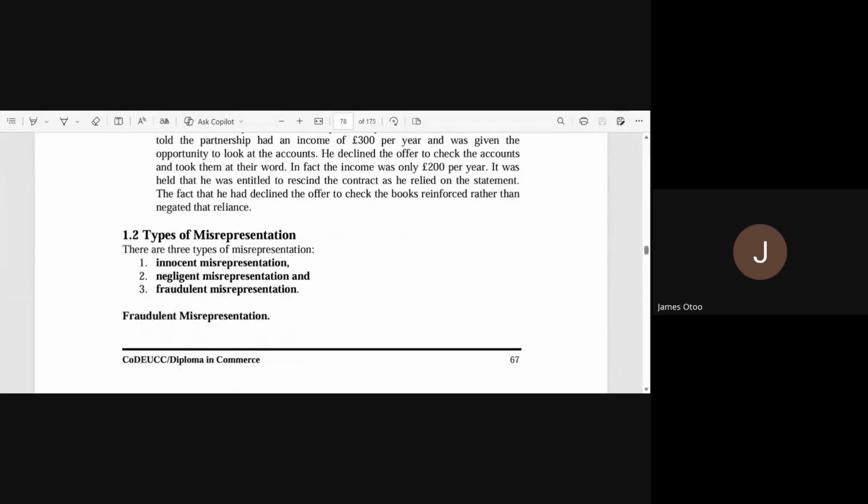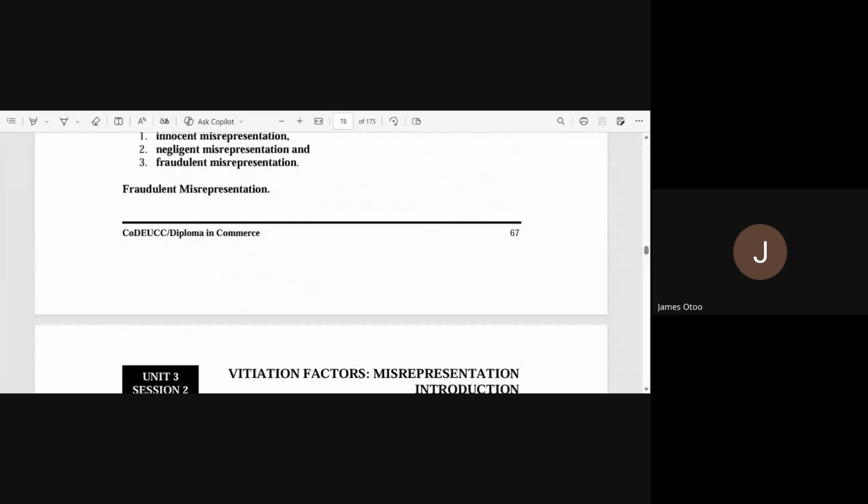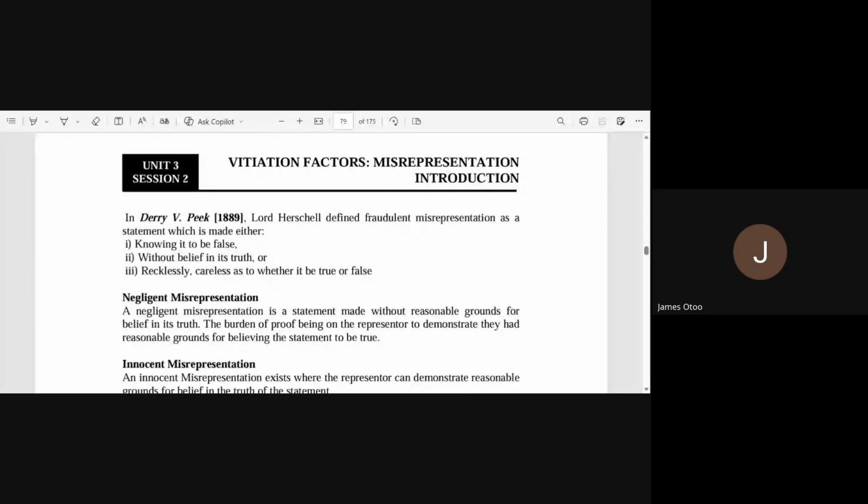The misrepresentation can be in different forms or types. We have innocent, negligent, and fraudulent. Now, when you take negligent or fraudulent, it means the one who is making the statement is either knowing it to be false, without belief in its truth, or reckless and careless as to whether it is true or false.